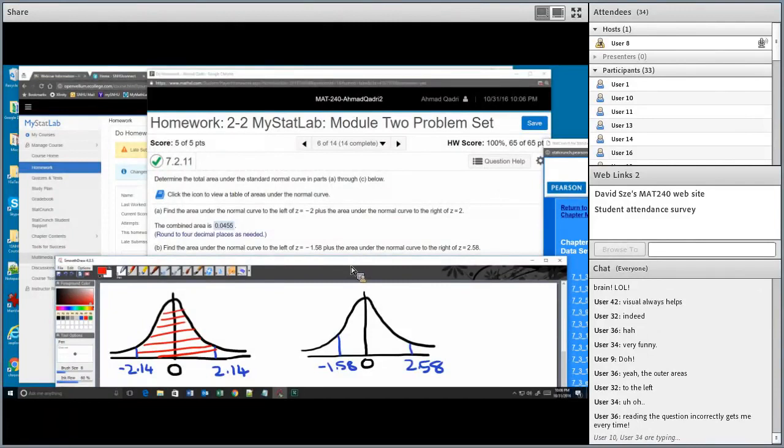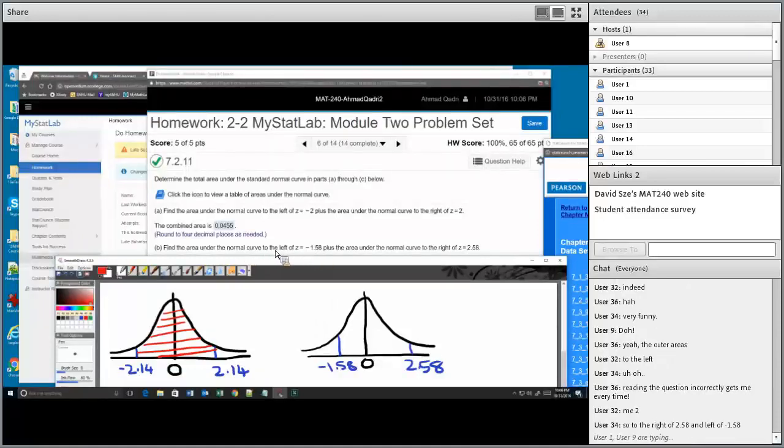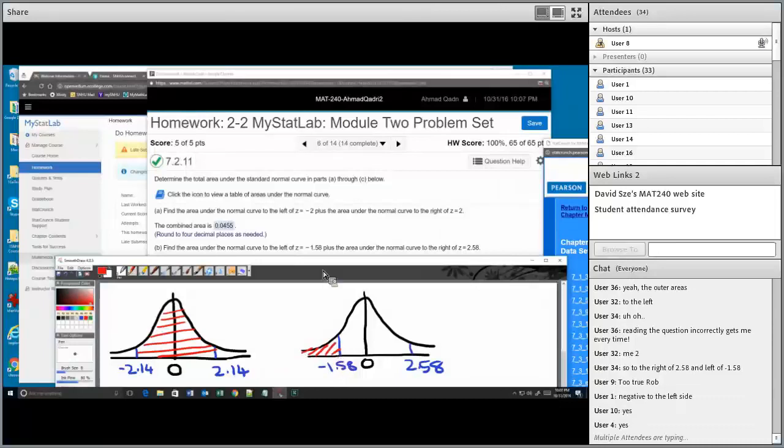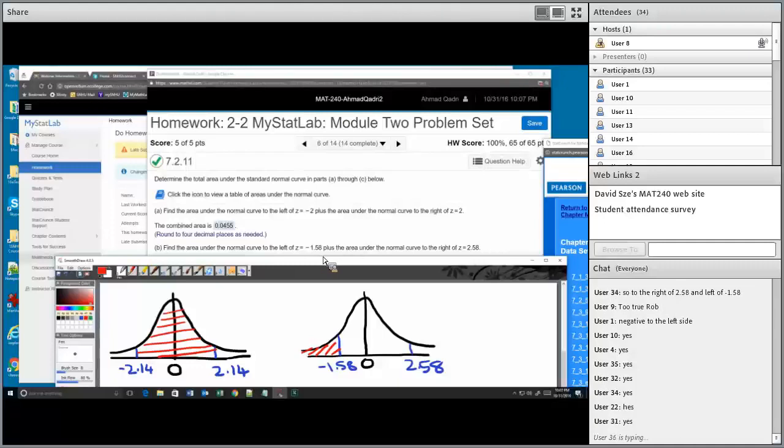So yes, that's right. So which area am I highlighting here? Find the area under the normal curve to the left of z minus 1.58. So let's highlight that. Where's the normal curve to the left of z minus 1.58? So we're talking about this area. Do you all agree that it's this area? Okay, you agree. Plus, they want you to add it to the area to the right of z 2.58. So where's z to the right of 2.58? Do you agree that is this area?